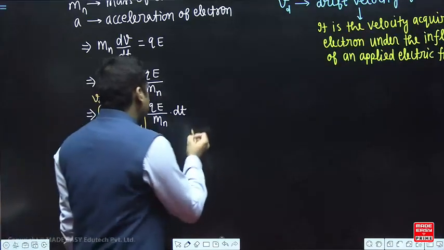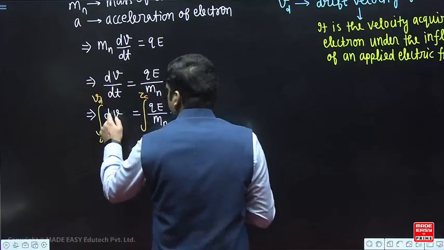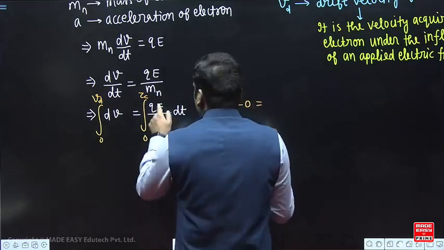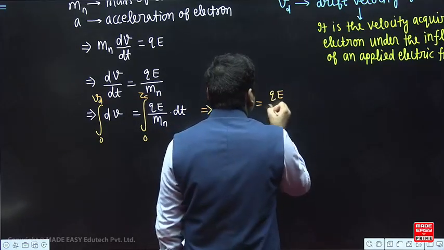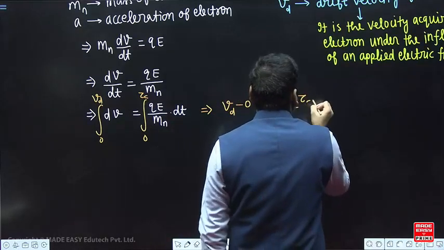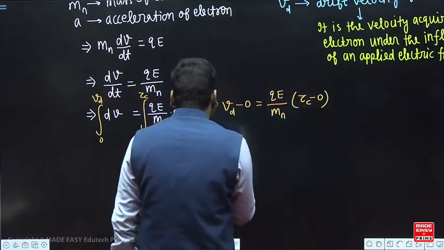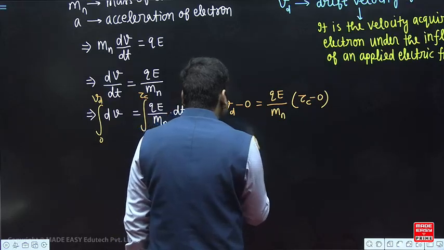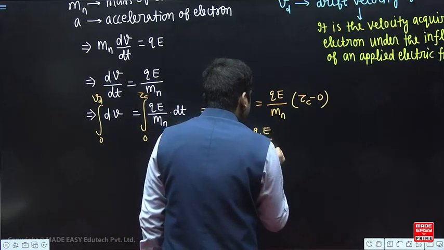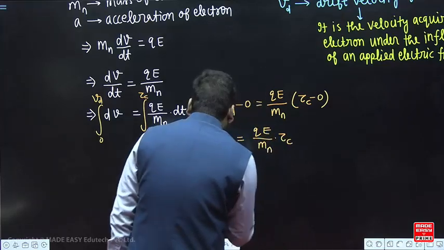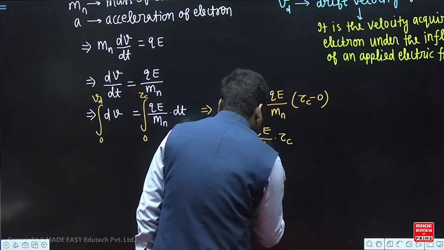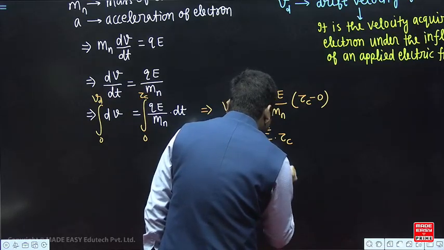If you integrate this, integration of dv is v, so it is vd minus 0. qE by mn is constant, take it outside. Integration of dt is t, so it is tau c minus 0. So from this we have vd equal to qE upon mn into tau c. You can write it like this: vd is equal to q tau c upon mn into E.